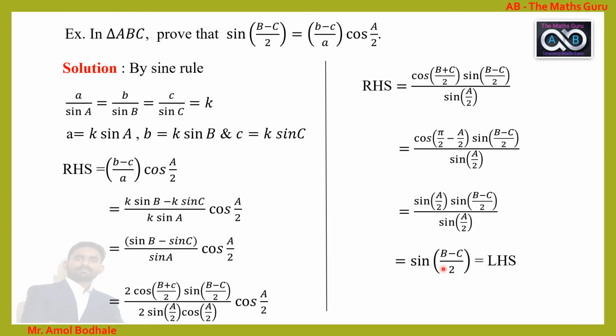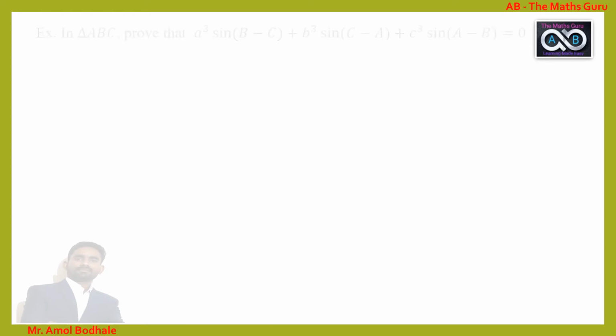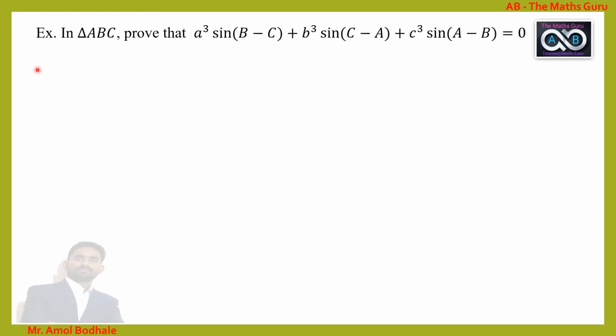In this example we can also prove by going from the LHS to the RHS. So therefore sine of (B minus C) upon 2 equals (b minus c) upon a into cos of A by 2. Let's see the next example. In triangle ABC, prove that a cube sine of (B minus C) plus b cube sine of (C minus A) plus c cube sine of (A minus B) equals 0. To prove this, we are using the sine rule.